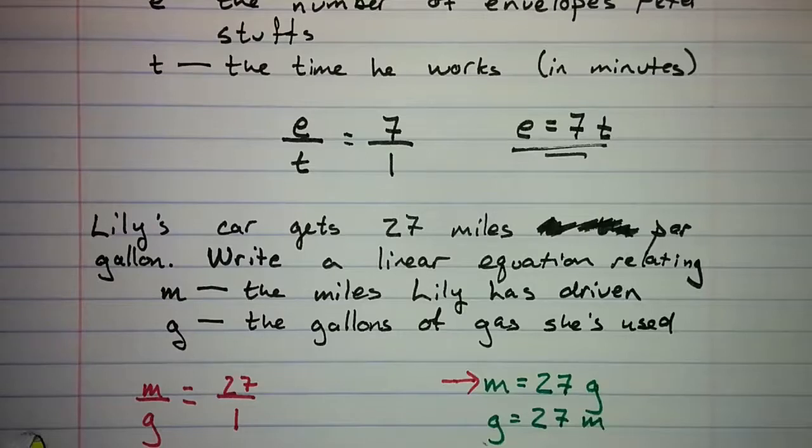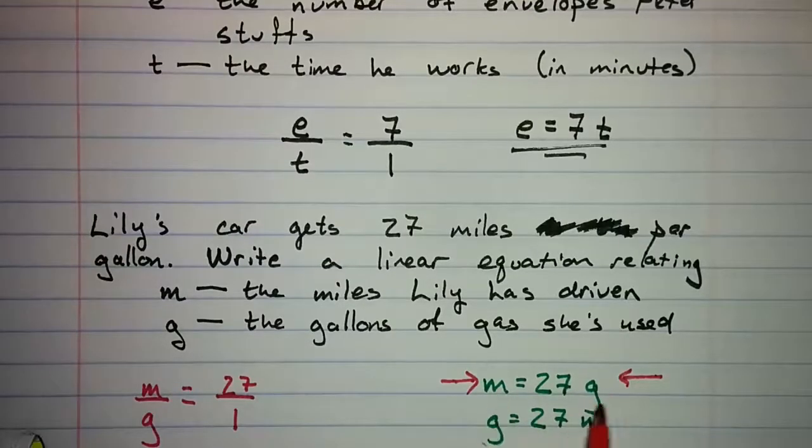We could also refer to our common sense. If she gets 27 miles per gallon and she drives 1 mile, will she have used more or less than 1 gallon of gas? She'll have used less than 1 gallon of gas. But if we use this equation, driving 1 mile will use 27 gallons of gas, and that doesn't make any sense. So again, our common sense tells us we should choose this equation. If we're not sure, we can always check with the proportion.